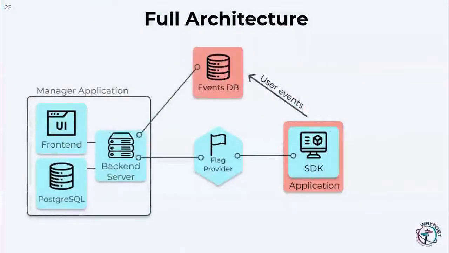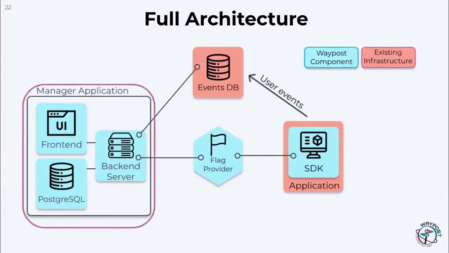This is the full view of Waypost architecture. I know this is a lot, but don't worry. We're going to go in depth into each of these components, how they interact, and how they help our target user manage their feature flags and run experiments. As you may notice, we have two colors here, red and blue. The blue components are part of Waypost architecture, while the red components are something that you, the developer, are responsible for creating. Starting on the left here, we have our manager application.